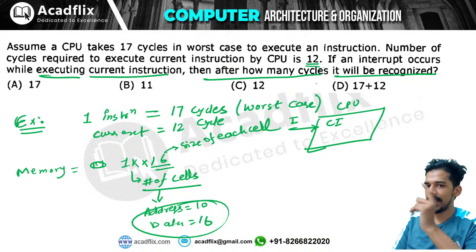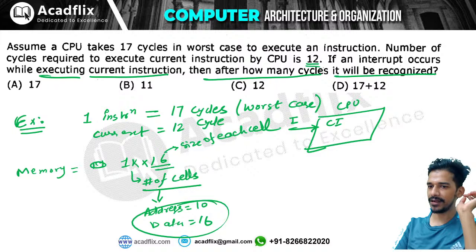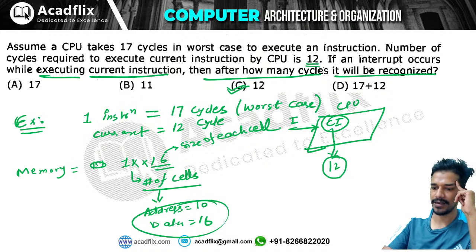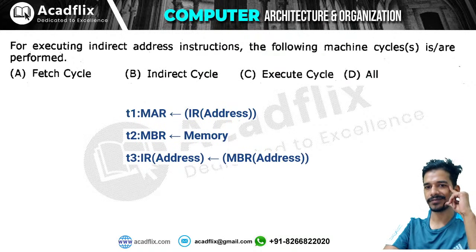So we know that यहाँ पे आपको simple सा concept use होगा. I told you that the CPU will acknowledge the interrupt only after finishing the execution of the current instruction. Okay, and the execution of the current instruction will complete after 12 cycles. That means the CPU will acknowledge the interrupt after 12 cycles. Right, a simple concept which I told you. So the answer will be 12.